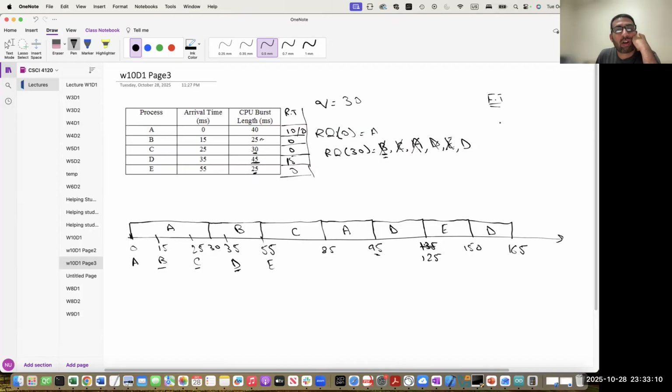So the finish time of A will be: A completed at 95, B completed at 55, C completed at 85, D completed at 165, and E completed at 150.